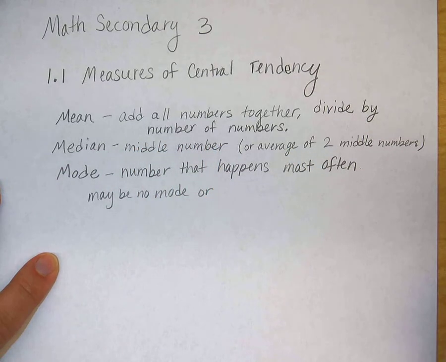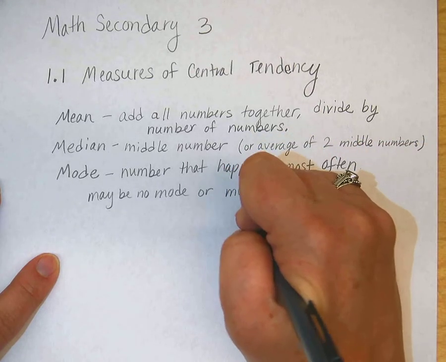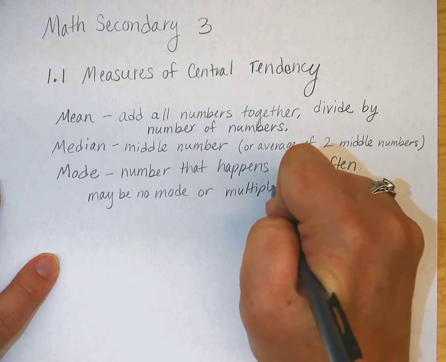If we have two numbers that happen the same number of times and the most number of times, then it might have two modes, or it's possible to have 3 modes or 4 modes. The value, or the helpfulness, of the mode, I think, becomes less valuable as we have more and more of them. There may be no mode or multiple modes.